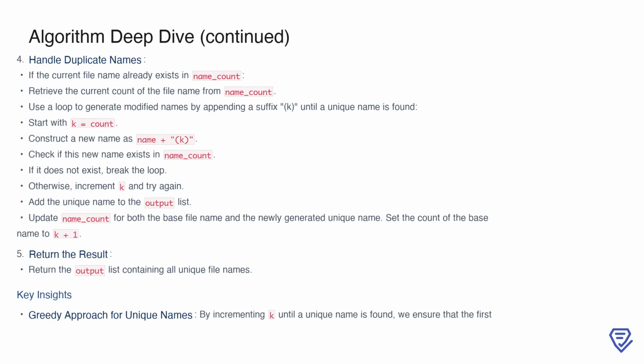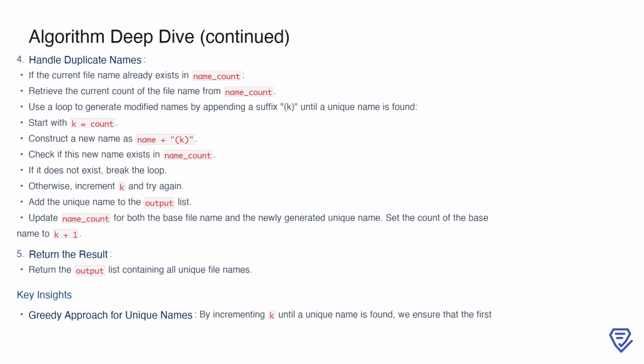When we encounter a file name that already exists in name_count, it means we need to make that name unique. To do this, we retrieve the current count of the file name from name_count. This count helps us determine where to start appending suffixes. Using a loop, we generate modified names by appending (k), starting with the current count as k. We then check if this modified name exists in name_count. If it doesn't exist, we've found a unique name and can exit the loop. Otherwise, we increment k and keep trying until we find an available name.